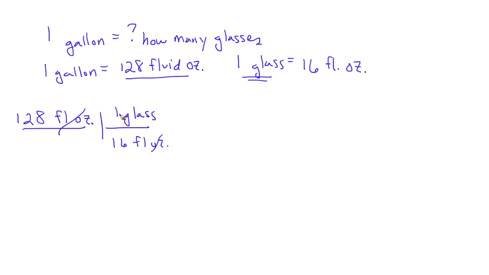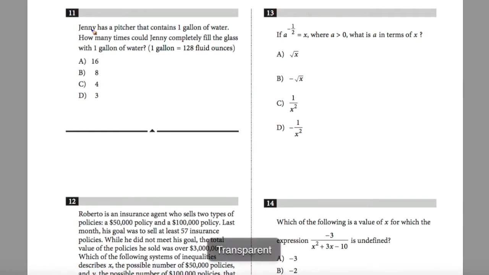So 128 divided by 16 is going to give me a total of 8. So 128 divided by 16 should give me 8 glasses that can fill into this 1 gallon if Jenny were to pour it in. This does mean that 8 is going to be my answer, and scrolling back, question 11 is going to be B.